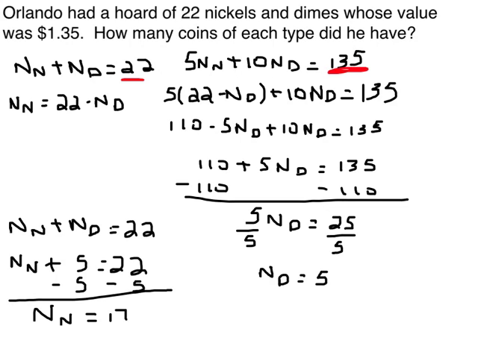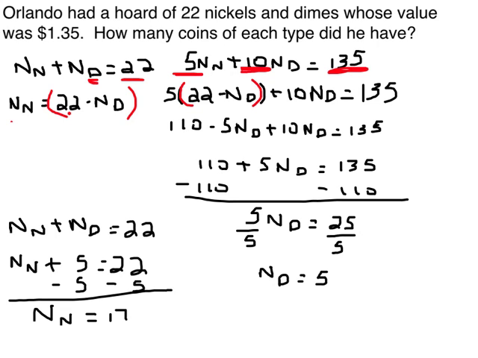So I'm attaching value to the nickels and dimes. 5 times the number of nickels plus 10 times the number of dimes equals 135. Here I'm going to move this ND to the other side, and I get NN equals 22 minus ND, and this is what I'm going to substitute in right here for NN.